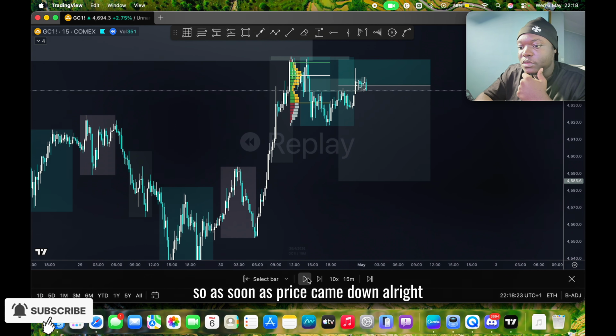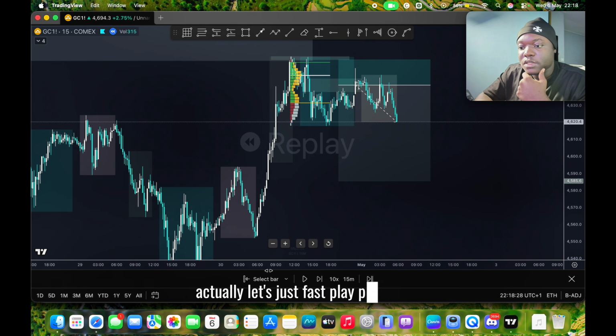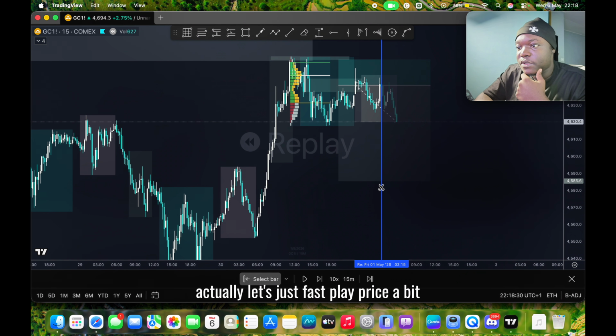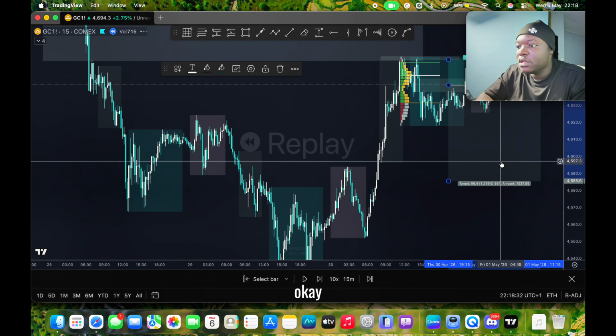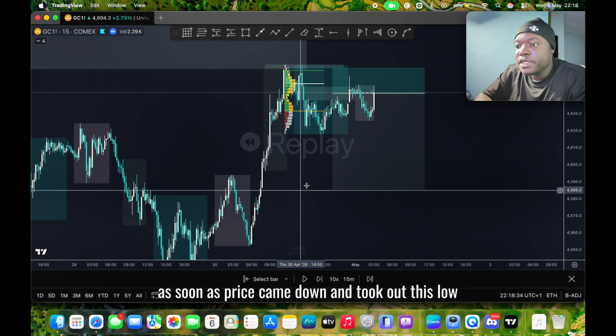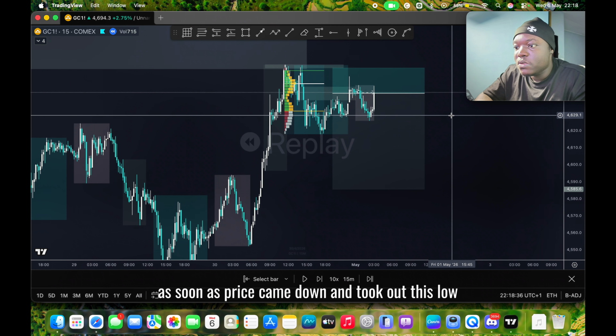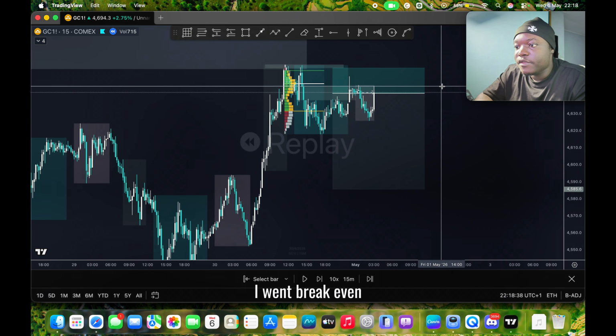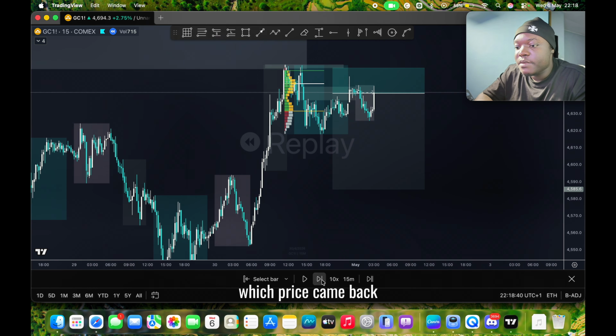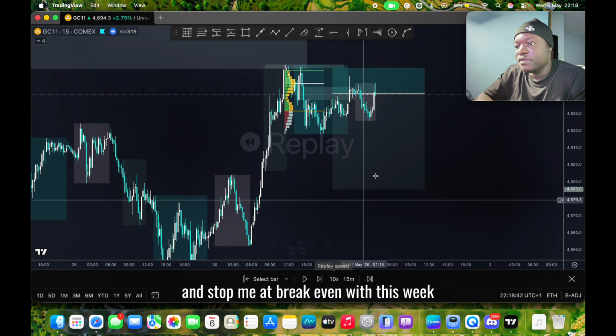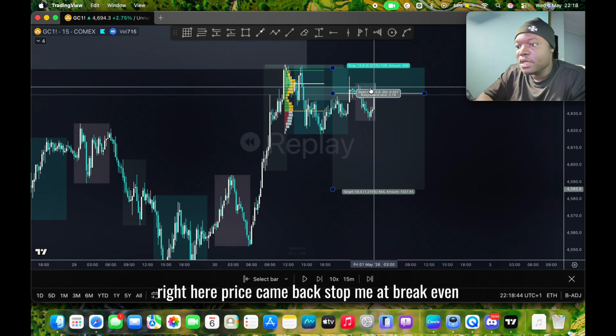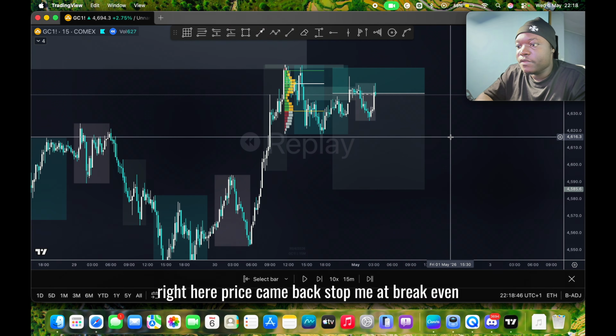So as soon as price came down, let's just fast play price a bit. Okay, as soon as price came down and took out this low, I went break even, and price came back and stopped me at break even with this wick right here.